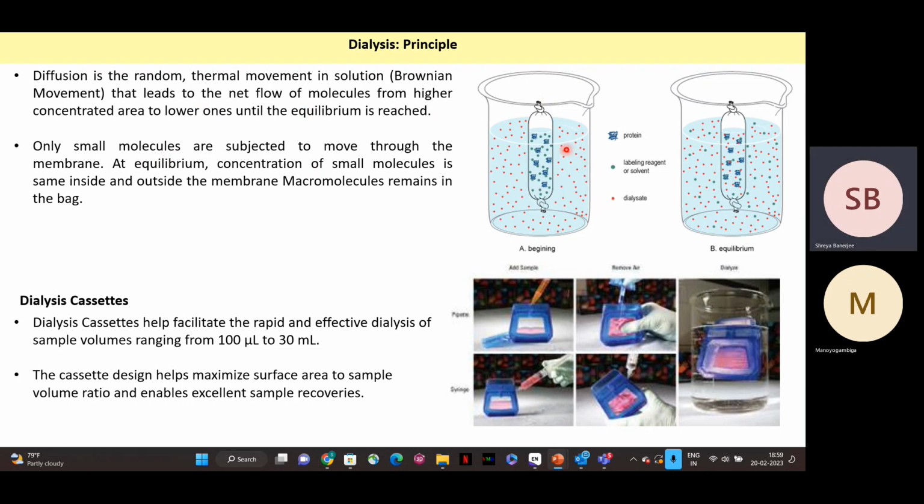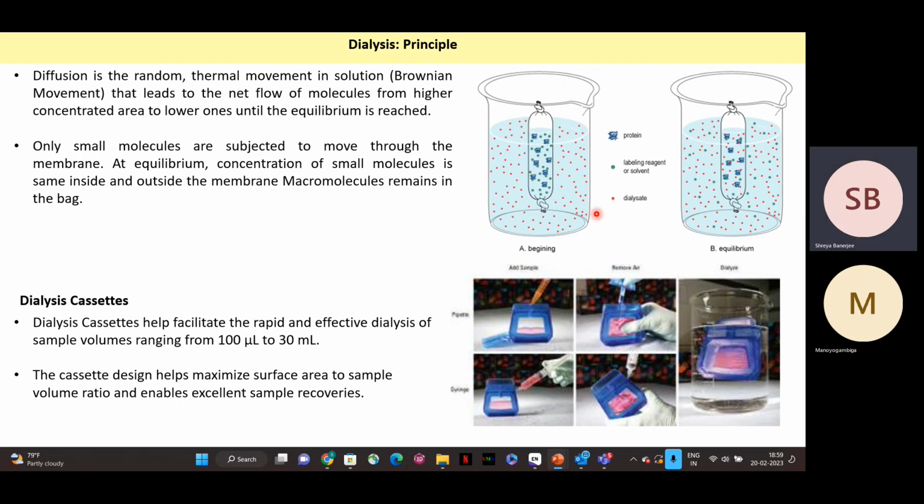In dialysis, there is a semi-permeable membrane involved, and the characteristic of this membrane is that only small molecules can move through the membrane. At equilibrium, the concentration of the small molecules inside and outside the membrane will be same, while the number of macromolecules inside the membrane is constant because macromolecules cannot pass through the membrane.